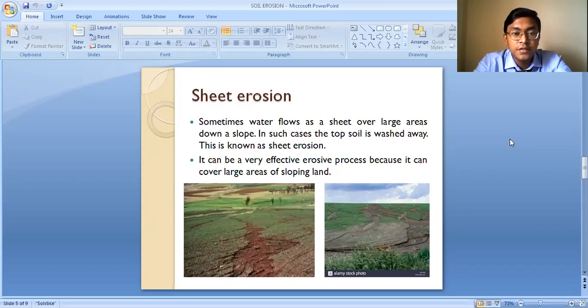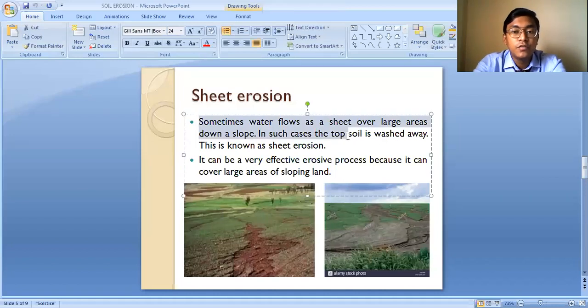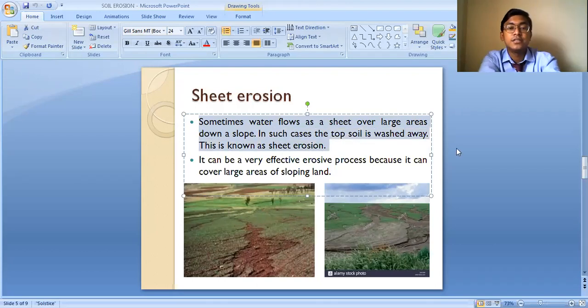The soil is very fragile and loose in agricultural land where agriculture has recently been done. So if the wind blows at a very fast rate, or if heavy rainfall takes place, the entire topmost layer of the soil of that agricultural field will get washed away. Sometimes water flows as a sheet over large areas down a slope, and the topsoil is washed away. This is known as sheet erosion.